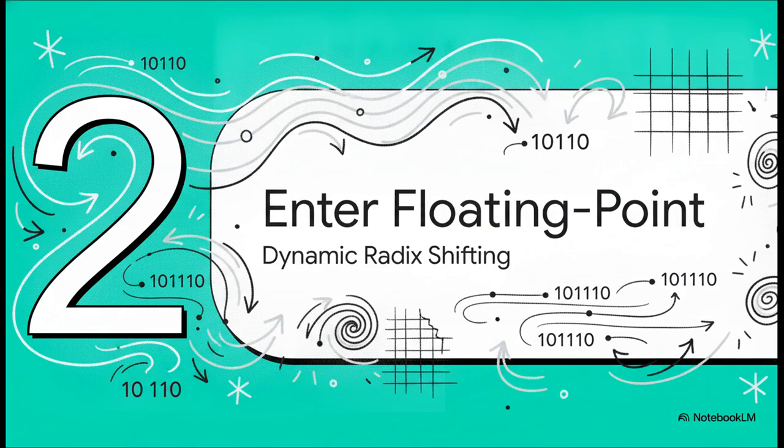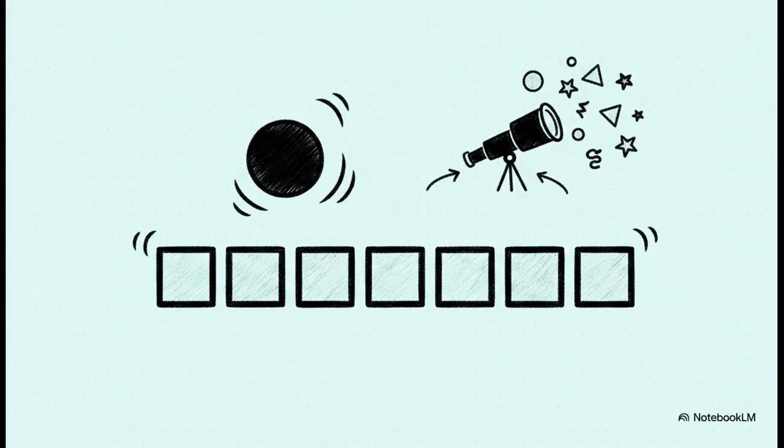Enter floating point representation. Computer engineers desperately needed a way to break free from that rigidity. The solution? Let the point float. Instead of a static, unmoving radix point, floating point representation dynamically shifts the radix point based on a location value encoded right inside the number itself.